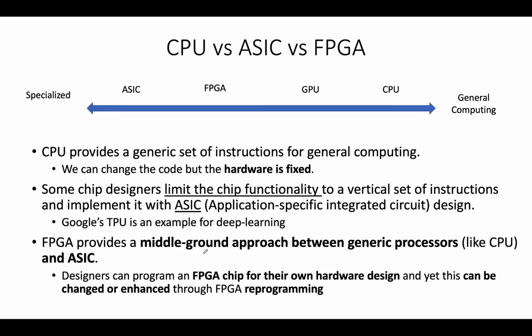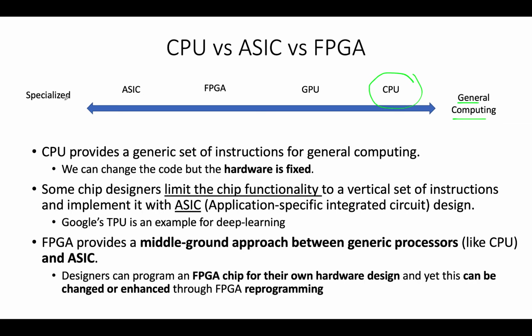So let's look at the location that FPGAs and CPU and GPU and ASICs are. CPU provides a generic set of instructions for general computing. So that means that if we want to develop and optimize an application, we can change the code and optimize the code. However, the hardware is actually fixed. So the hardware is fixed and then we can change the code.